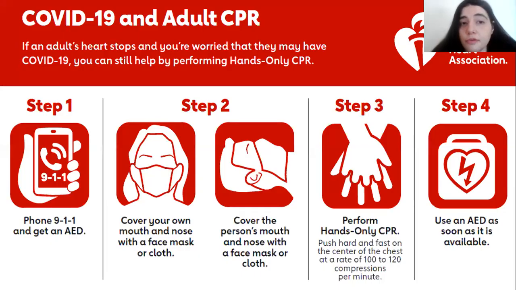If an adult's heart stops and you're worried that they may have COVID-19, you can still help them by performing hand-only CPR. First, you have to call for help, get an automated external defibrillator, cover your own mouth and nose with a face mask or cloth, and cover the person's mouth and nose with a face mask or cloth. And of course, perform hand-only CPR. Push hard and fast on the center of the chest at a rate of nearly 100 to 120 compressions per minute. Then use an external defibrillator if it is available.